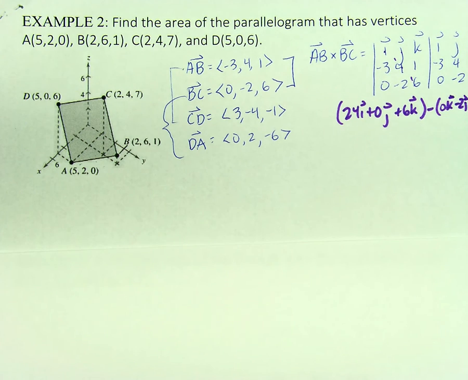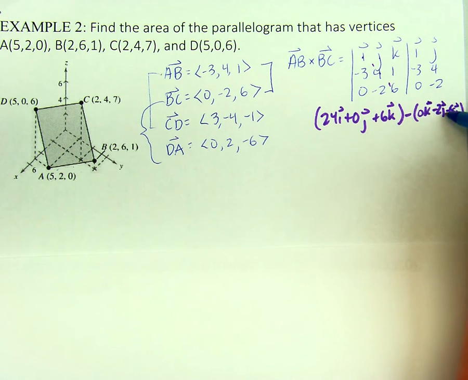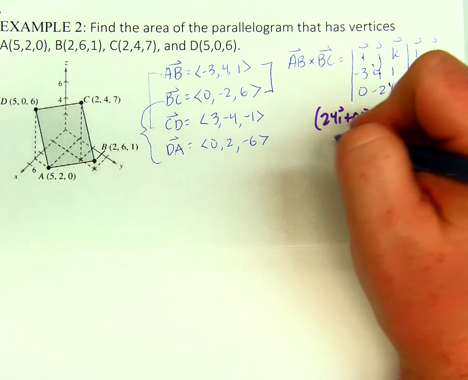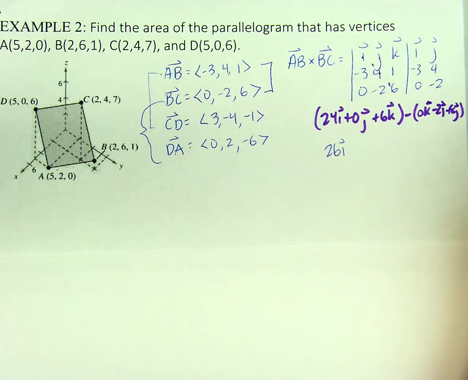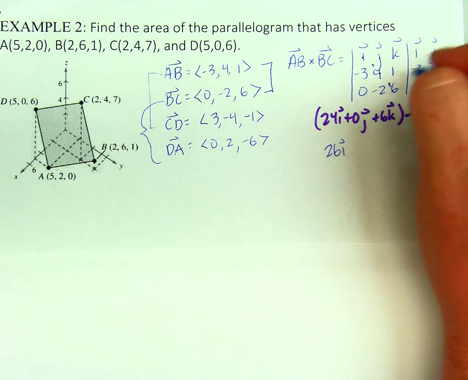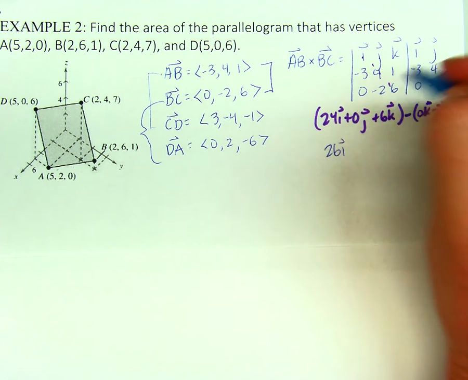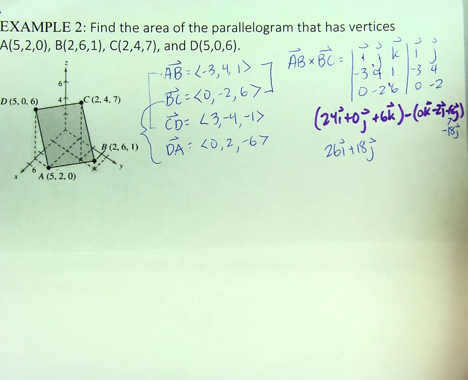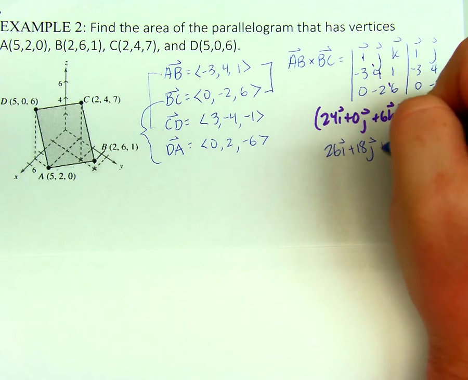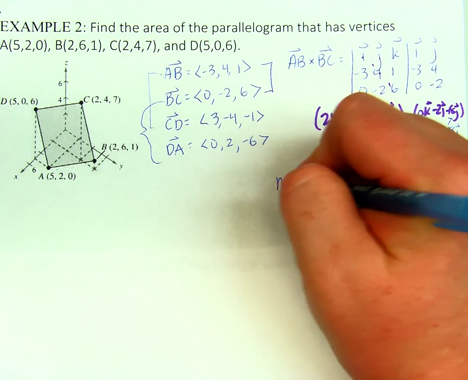Okay, now I'm going to combine all the like ones. So I got 2i here distributing the negative and 24i, so 26i. This last one says -18j right there, a little smudgy. So -18j, but I'm going to make it positive and add it to nothing. And then 6k minus 0k is just 6k. Okay, so that's my cross product. And now I'm just going to find the magnitude.